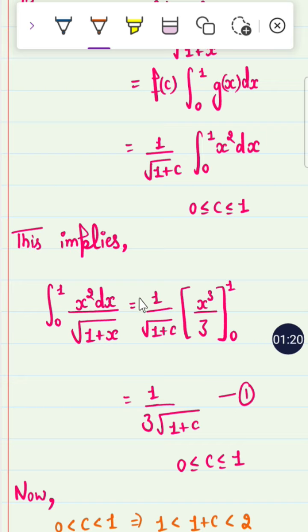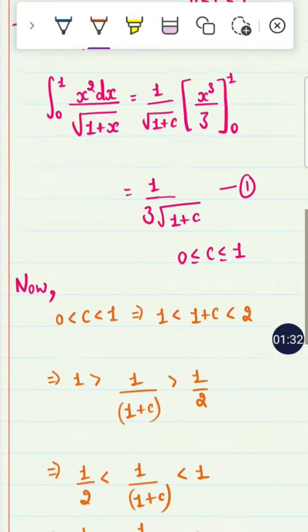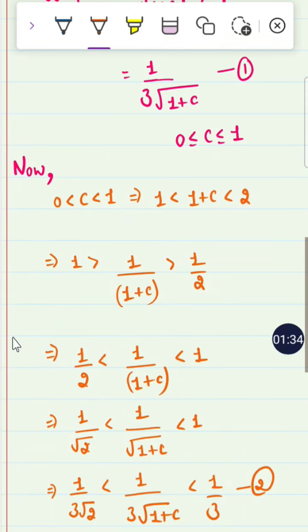Now taking the integral of this, 1 over root 1 plus c, x square gives x cube by 3 with the limit 0 to 1, so it will become 1 by 3 root 1 plus c, where c is in between 0 to 1. Now when c is in between 0 to 1, then adding 1 on both sides, 1 plus c is in between 1 to 2.